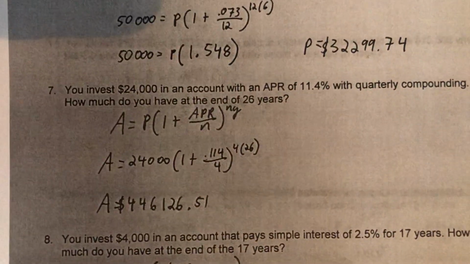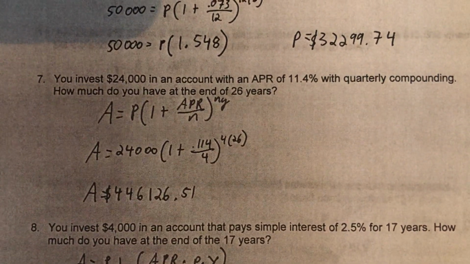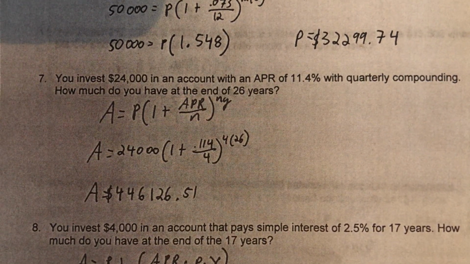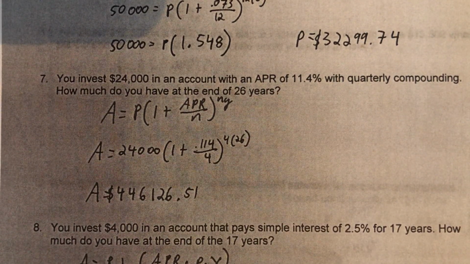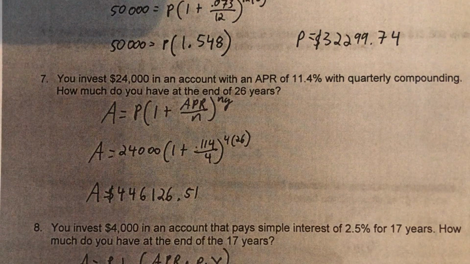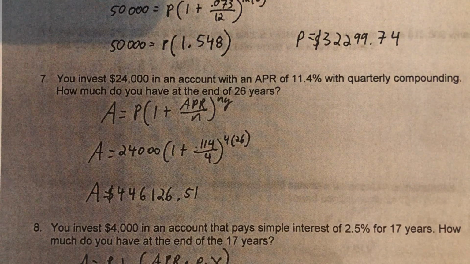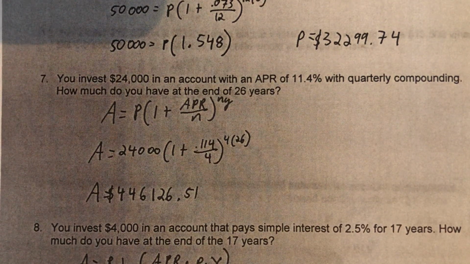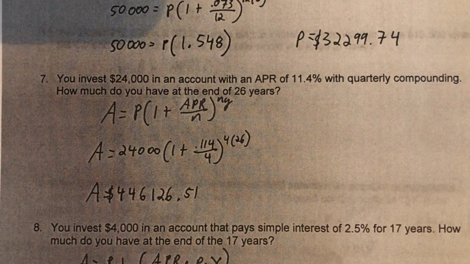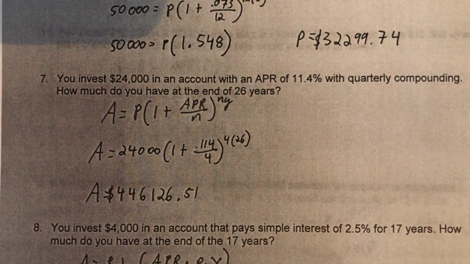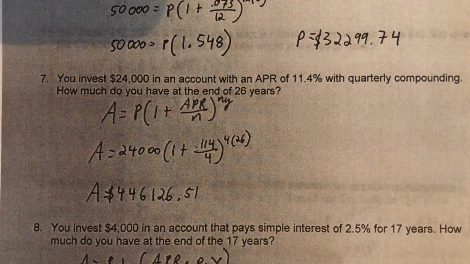All right, if I have $24,000 and I put it into an account at 11.4% interest, compounded quarterly, how much do I have after 26 years? So 24,000. Hopefully the formulas are getting a little bit easier. Parentheses 1 plus 0.114. Make sure when you convert decimals to percents or percents to decimals, it's 2 decimal places. Okay, so 0.114 divided by 4 raised to the 4 times 26.